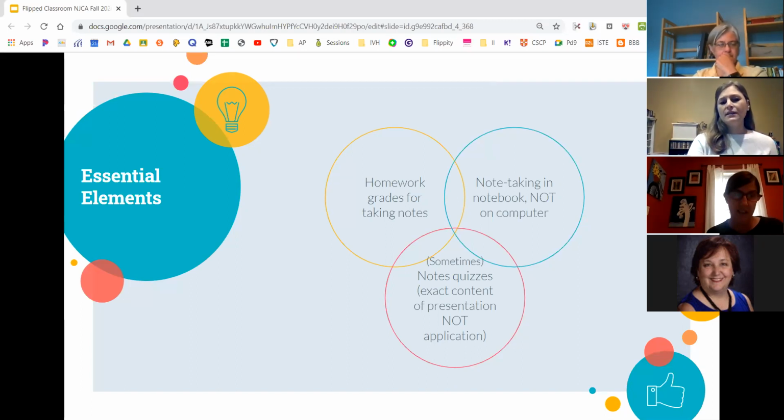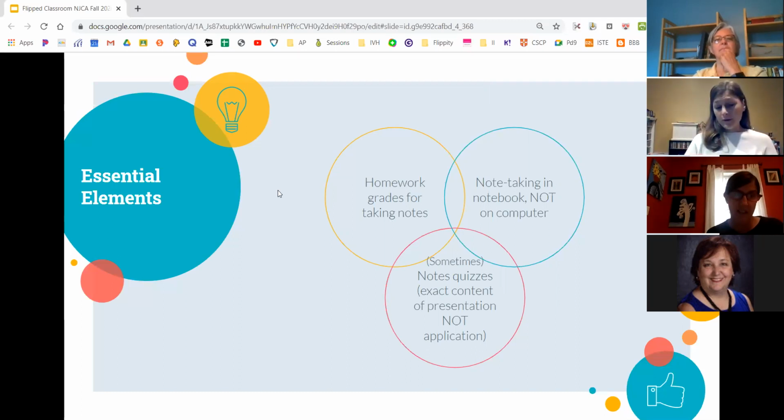Now, in this initial yellow circle here, I had spoken about homework grades for taking notes. I don't grade the quality of their notes. I just want them to take the notes. So it's a participation trophy. Did you take notes? Good, you get a grade for your homework. And it's really quite simple like that.